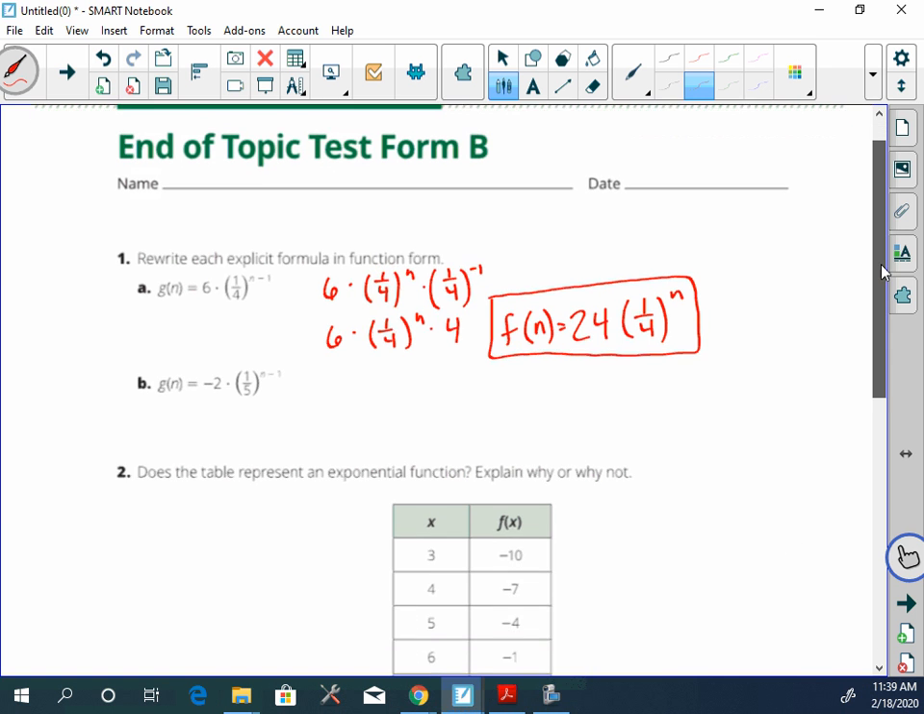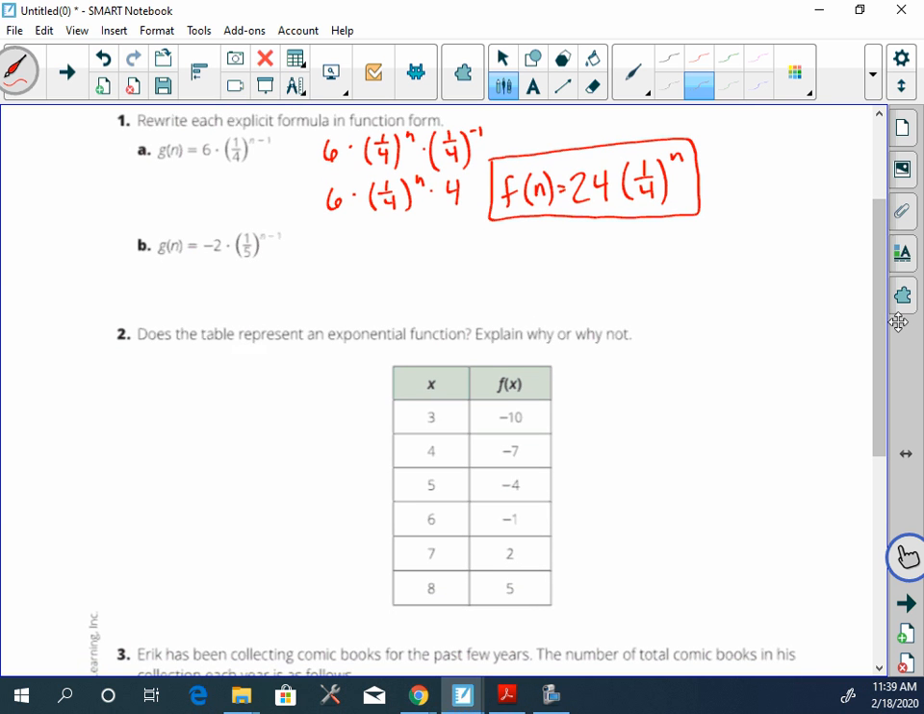Then if we scroll down here, does the table represent exponential? How can you figure out if it's exponential? What would be happening in this table when my x's are going up by 1? What would be happening to my y's if it was exponential? It would be multiplying by the same thing each time. If it was exponential, yep.